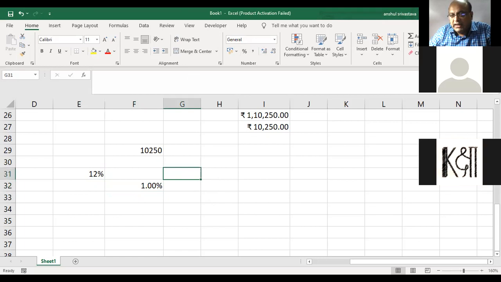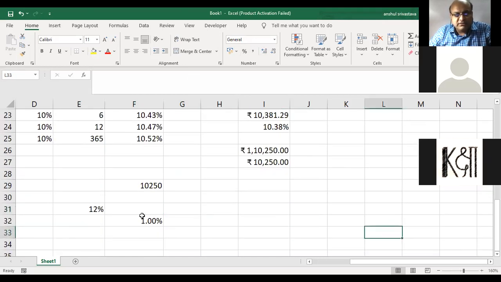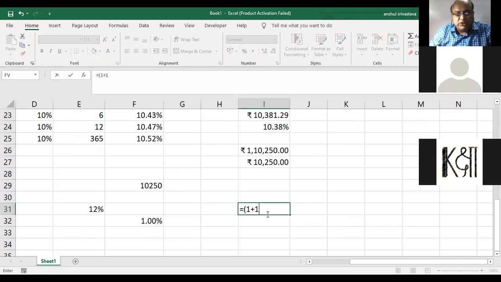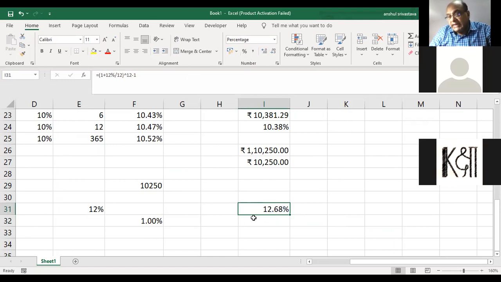So if I put this in the effective rate formula, 1 plus 12% by 12 to the power 12 minus 1, it is coming as 12.68%. If I divide 12% by 12, the effective rate that will be taken will be 12.68%. My assumption would be wrong, no? That's why for market-based products like mutual funds, we do not divide the rate by 12. Conceptually that is wrong.